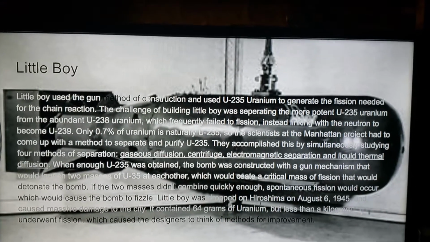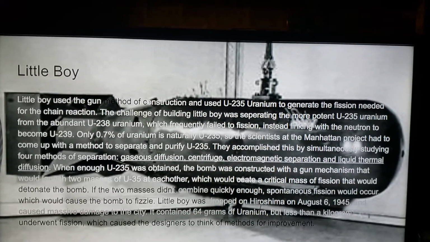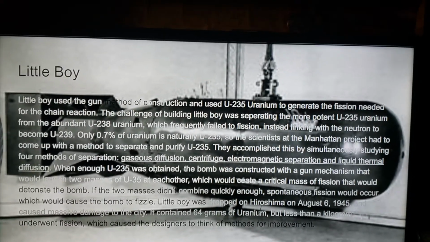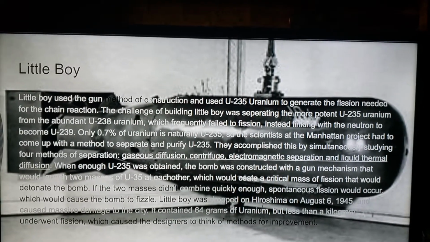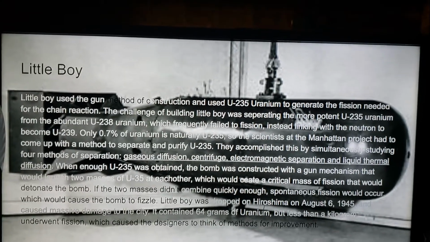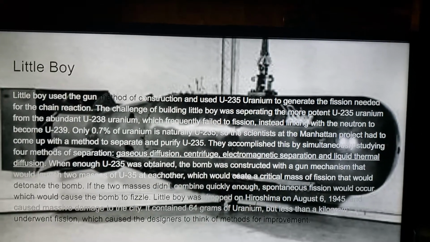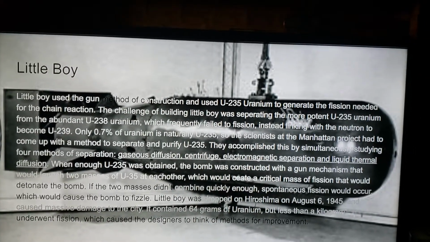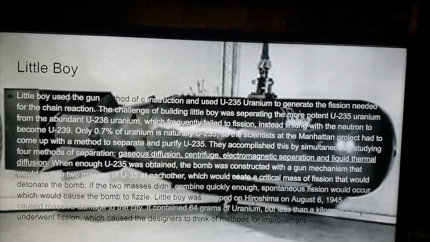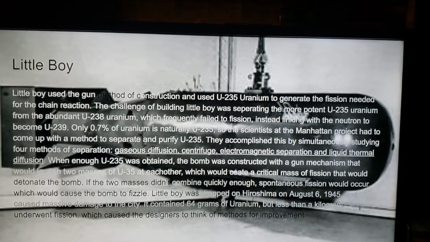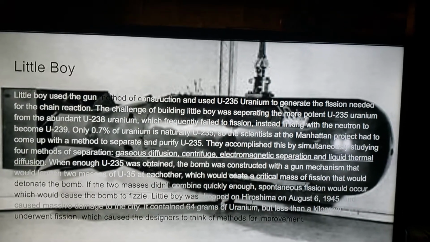Now, only 0.7% of uranium is U-235, so they had to come up with a method to separate and purify it. They tried four different methods: gaseous diffusion, centrifuge, electromagnetic separation, and liquid thermal diffusion. They obtained enough U-235, but this was so complicated that they didn't want to do it again for future bombs. And this design had a significant issue: if the two masses of uranium did not combine quickly enough, spontaneous fission would occur, which would cause the bomb to fizzle out and not explode.